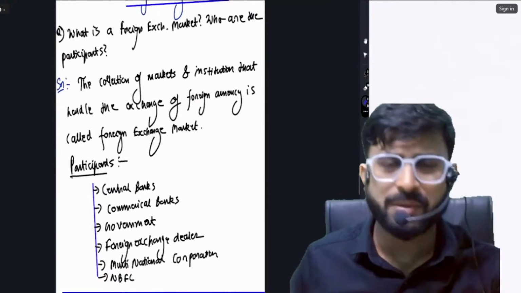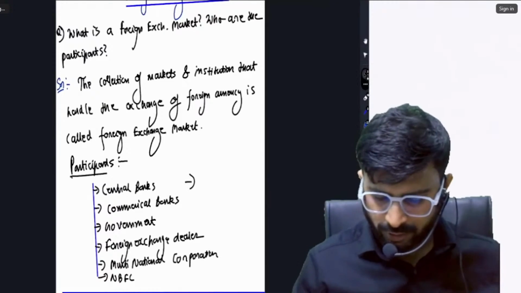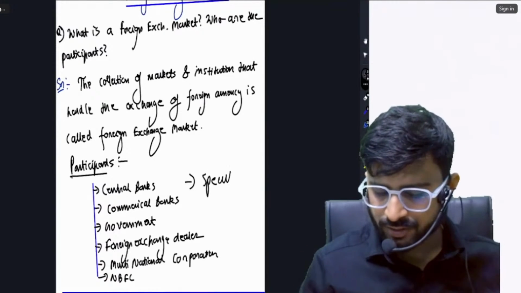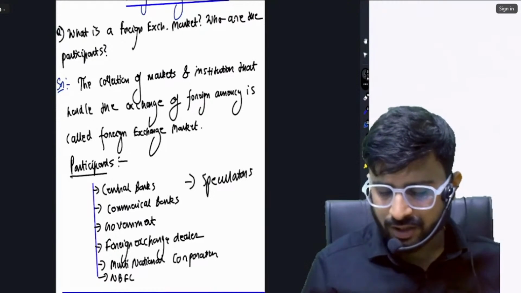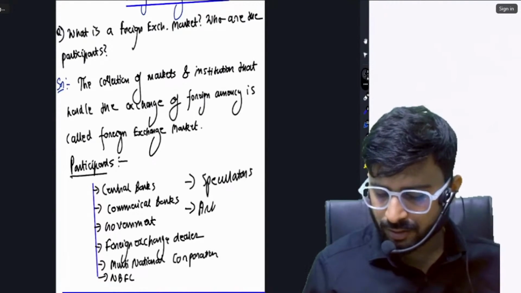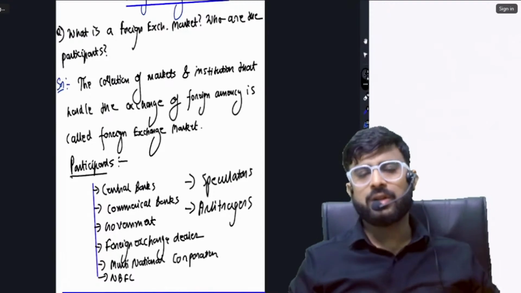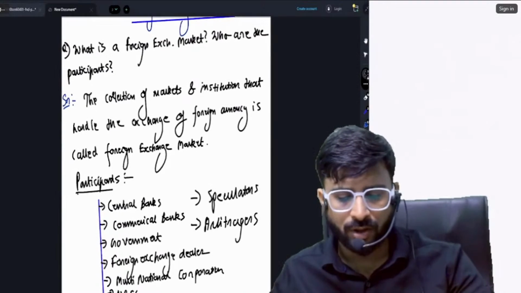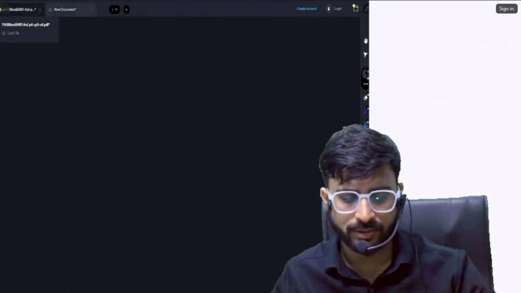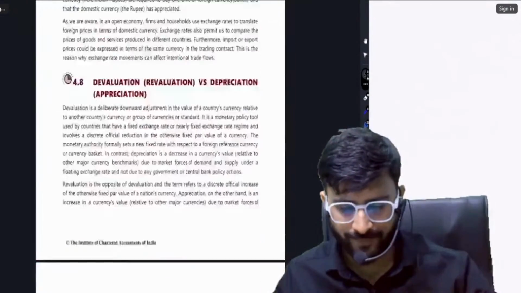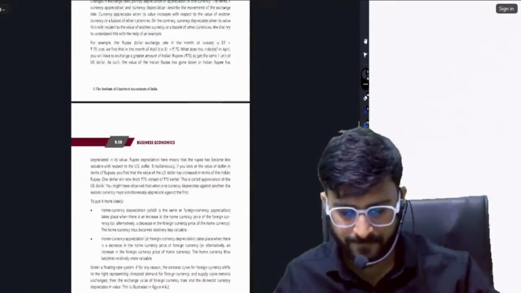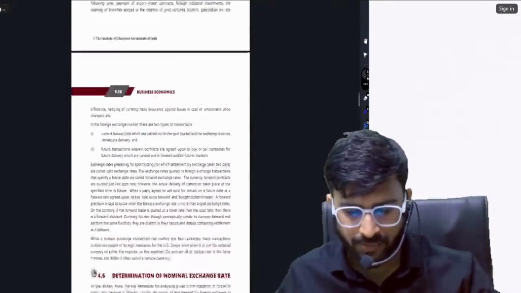There are many. There are many speculators, arbitrageurs. All this come under the definition of foreign exchange market. Here it is. Foreign exchange market.